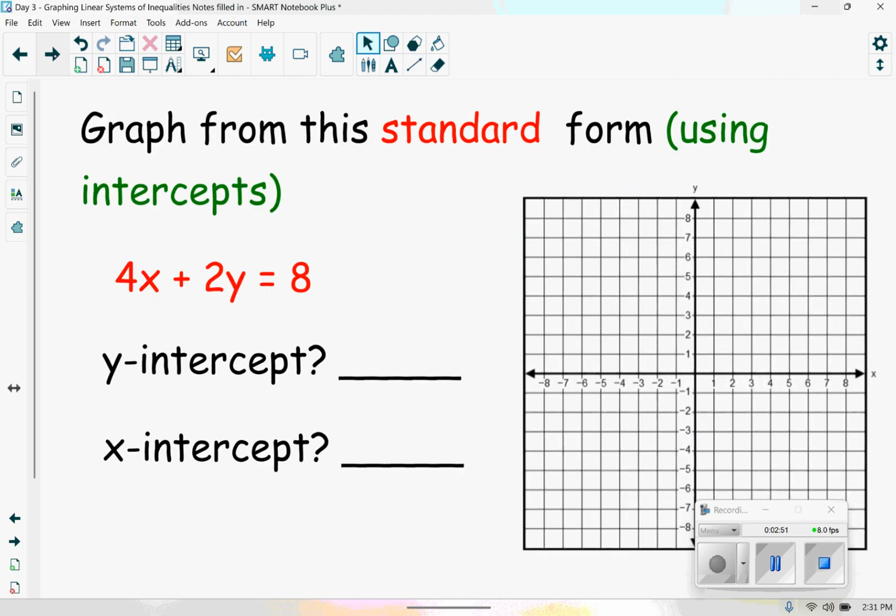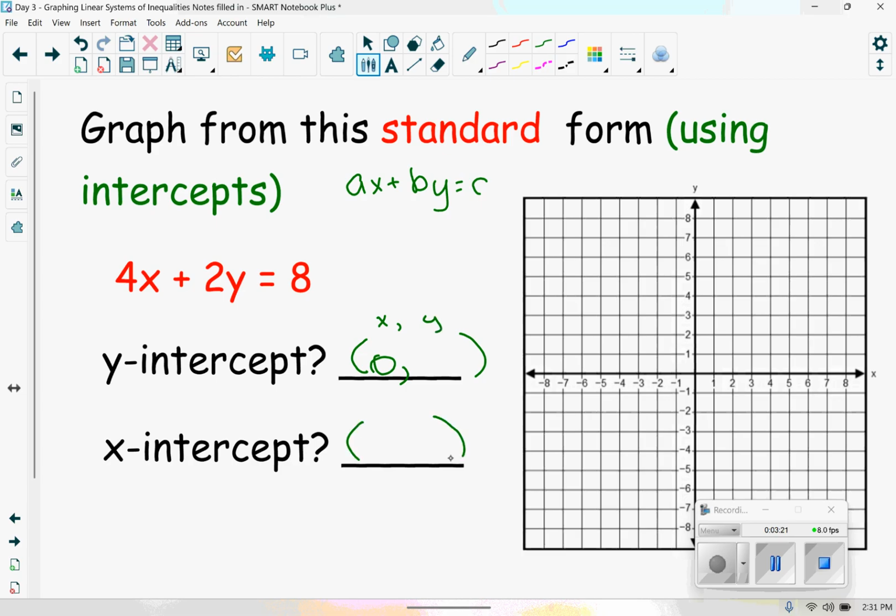Then after we did that for a while, we graphed from standard form. Remember standard form, you put your x's plus your y's equals your number: Ax plus By equals your number. In this one, we found our x and y intercepts, because to find the y-intercept, we set our x equal to 0. Remember, this is x comma y. And to find our x-intercept, we set our y equal to 0.